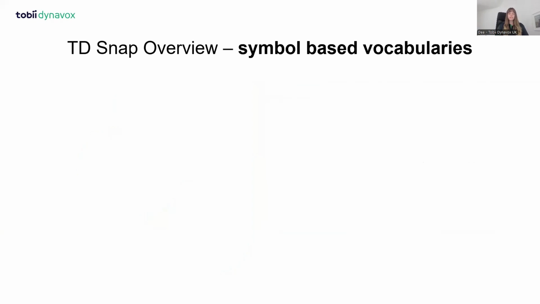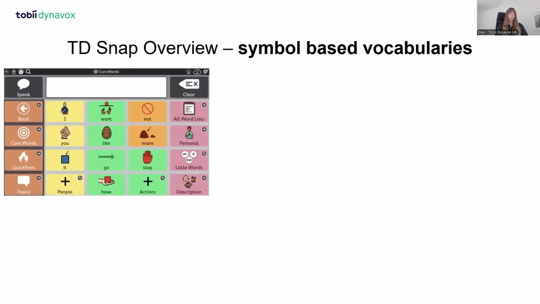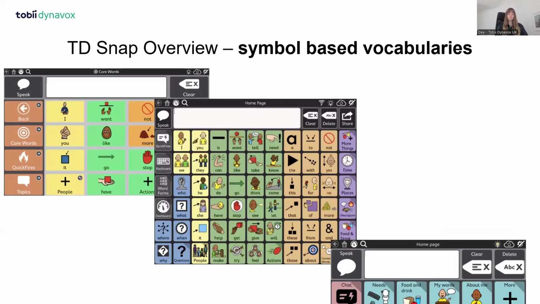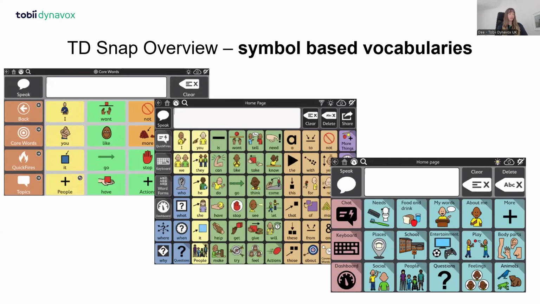TD Snap has different symbol-based vocabularies or page sets available. And these are the vocabulary packages that we have. And so we have Core First, Motor Plan, and Express.